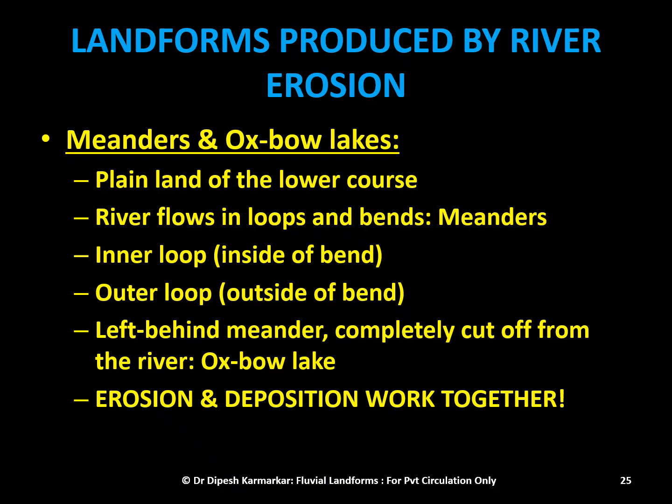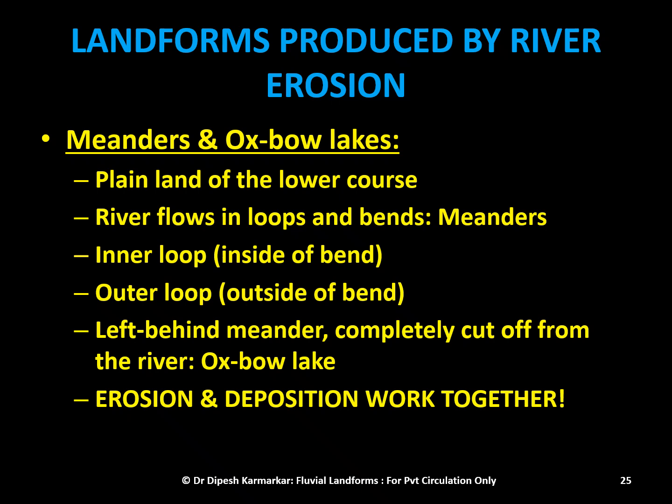Next, meanders and oxbow lakes. In the plain land of the lower course, the river develops loops and bends, which are called meanders, with an inner loop on the inside of the bend and an outer loop on the outside. When a meander loop is left behind and completely cut off from the river, it becomes an oxbow lake.